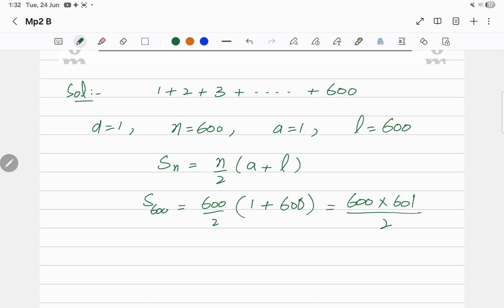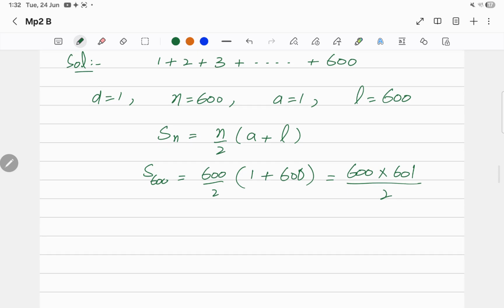So if you put this on the calculator, this will give you 300 times 601, so the sum will be 180,300.